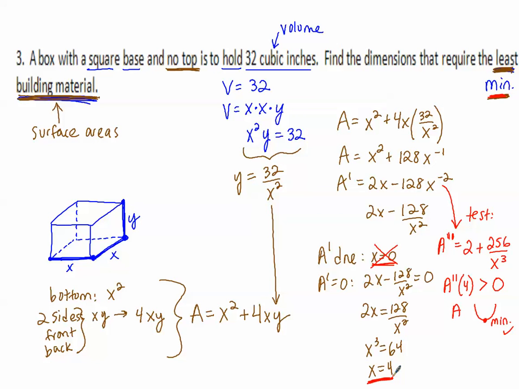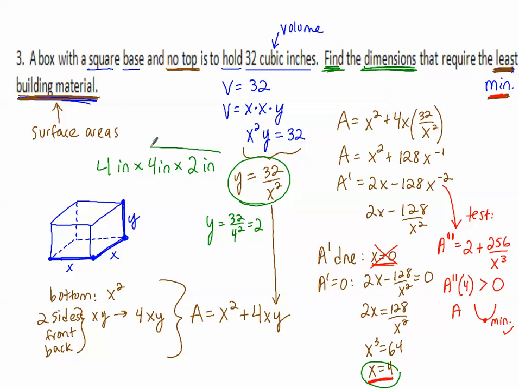Now what exactly am I trying to find? Let's reread. Find the dimensions. The dimensions are the length, width, and the height. So now I know that x equals 4 is where I have a minimum. Let's go back and make sure that we say the length, the width, and the height. So the length and width are both x, so 4 inches by 4 inches. And what's the height? Well, if I have y in terms of x, y equals 32 over 4 squared, or 32 over 16, that means y is 2, so by 2 inches. There's our dimensions.